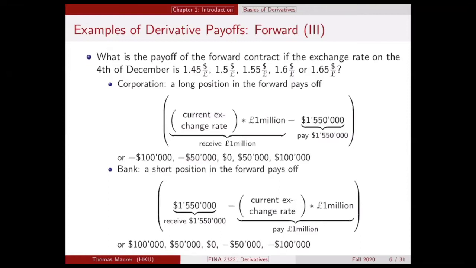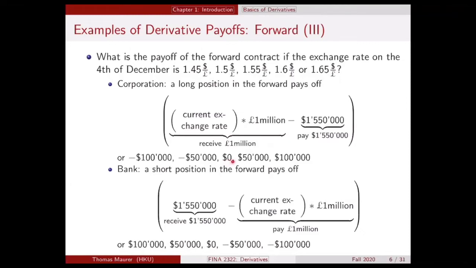If the exchange rate ends up exactly equal to the forward exchange rate, that forward price of $1.55 per pound, well then actually the payoff is zero to both the long and the short position, because now what the corporation receives is just 1 million pounds times $1.55 per pound, which is 1.55 million US dollars. That's exactly the same as what they have agreed to pay initially.